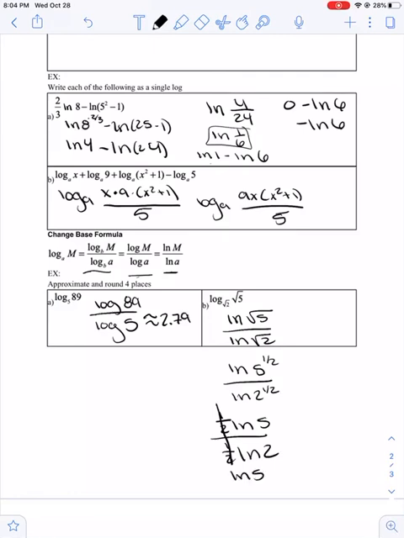What I notice here is that 1/2 over 1/2 simplifies to 1. So I'm left with natural log of 5 over natural log of 2, which if I plug that into my calculator, I get about 2.3219. All right, that's it.